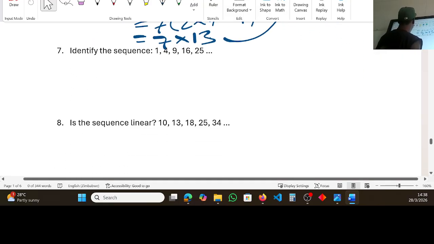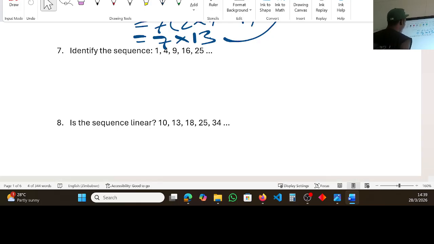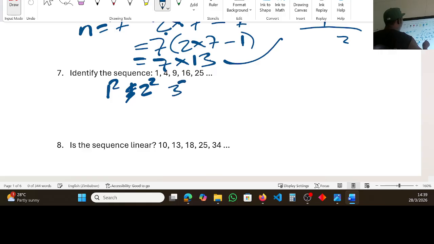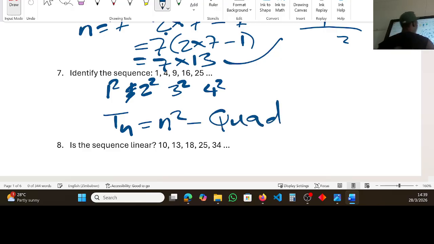Moving to the seventh question, identify the sequence. So you just want to test, is it arithmetic, quadratic, cubic, geometric, you name it. If I look at the positions themselves, the first is 1 squared, then the second one is 2 squared, 3 squared, 4 squared. So it looks like the highest power there is a 2. And I think my general formula here will be Tn equal to n squared. So this is quadratic. So we just identify it's a quadratic pattern.